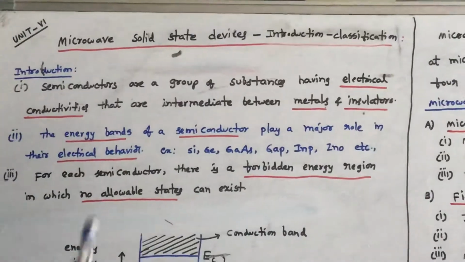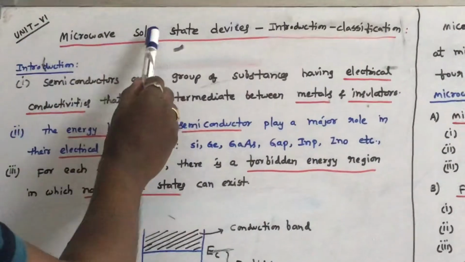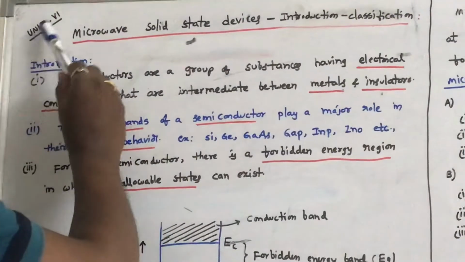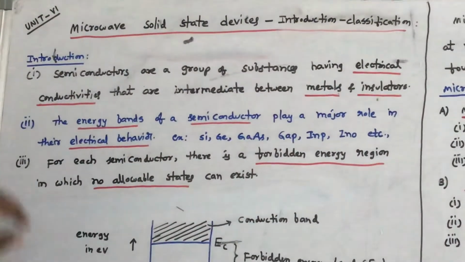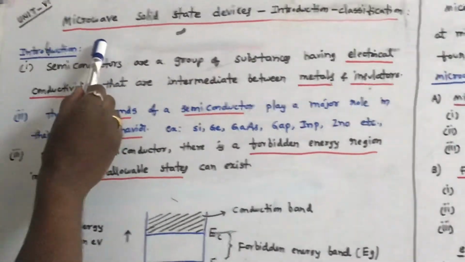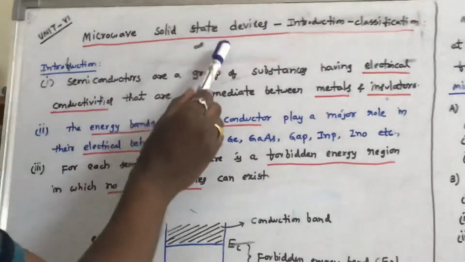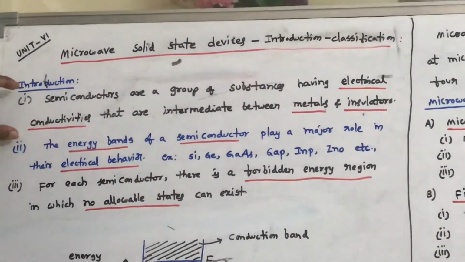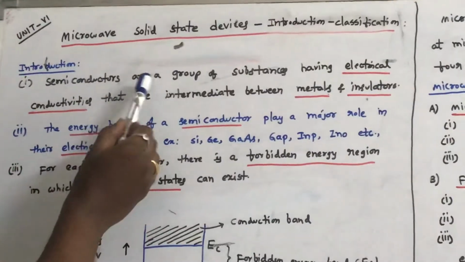Today in this session we will discuss microwave solid state devices, introduction and classification. This article comes in unit 6 of the microwave engineering subject. Let us see a very short, brief introduction of semiconductors, which we have studied in semiconductor physics and electronic devices and circuits. Let us see what semiconductor devices are.